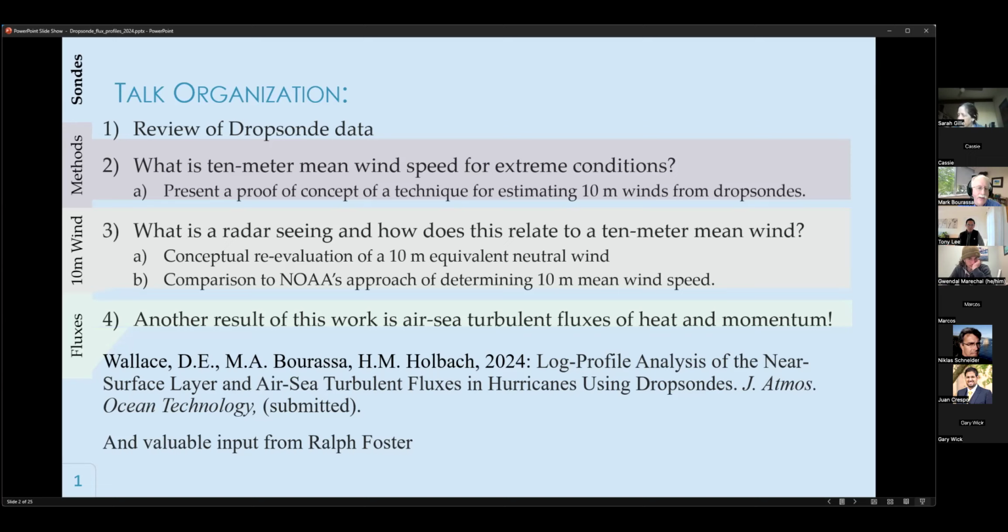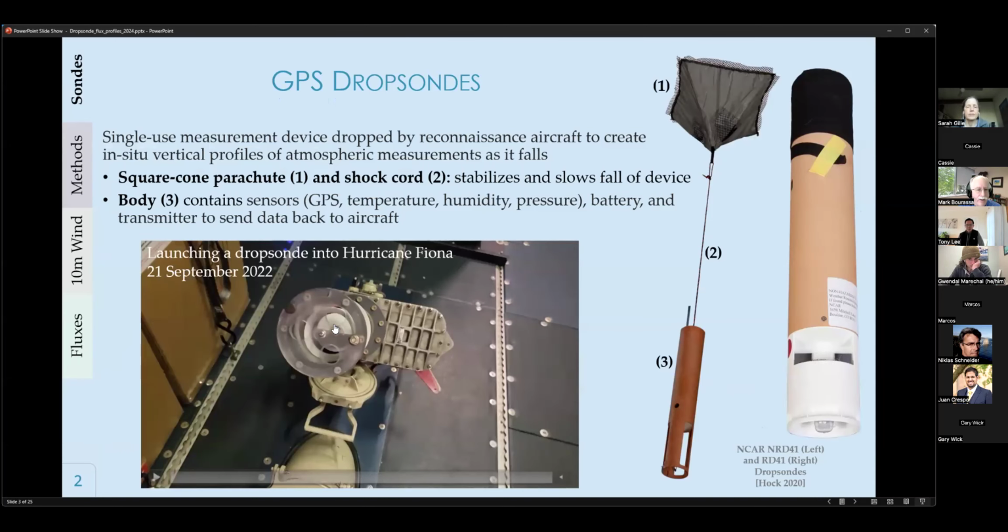Then, as a result of doing this, it turns out we can get RC fluxes. So I'll show those. Again, this work is in review, and I want to thank Ralph Foster for some really valuable input in keeping us doing the full solution with stability included. Ralph has been a huge part of that.